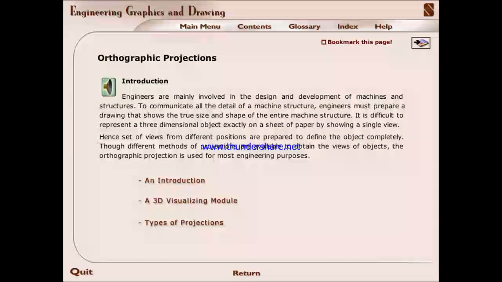It is difficult to represent a three-dimensional object exactly on a sheet of paper by showing a single view. Hence, a set of views from different positions are prepared to define the object completely. Though different methods of projection are available to obtain the views of objects, the orthographic projection is used for most engineering purposes.